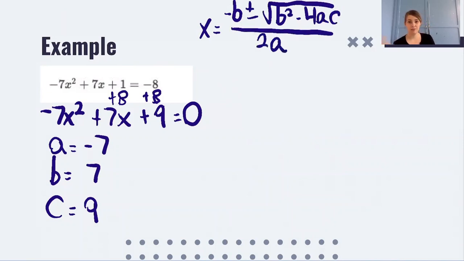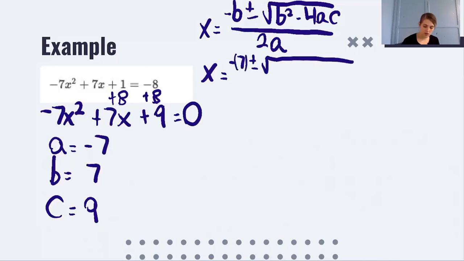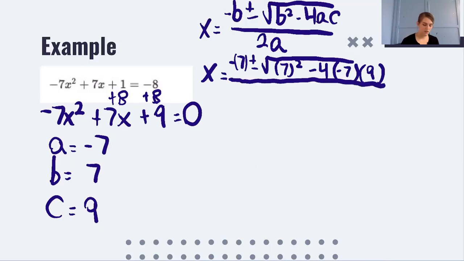That's why we do the song, so we can memorize the formula and plug it in really quick. But I'm going to plug in my values. So this is x is equal to negative 7 plus or minus the square root of 7 squared minus 4 times negative 7 times positive 9, over 2 times negative 7.